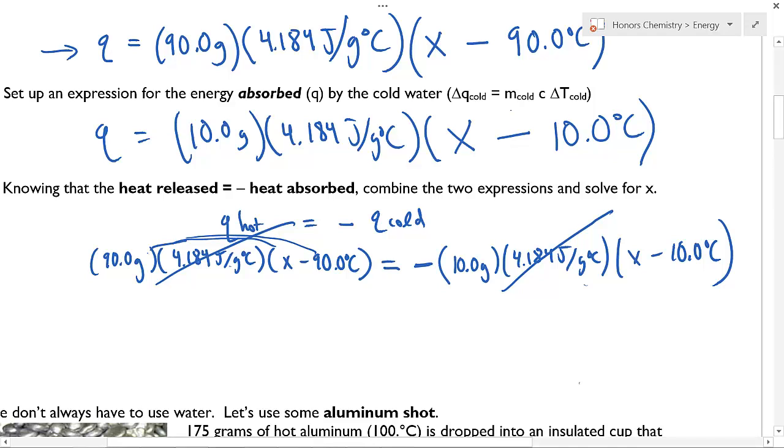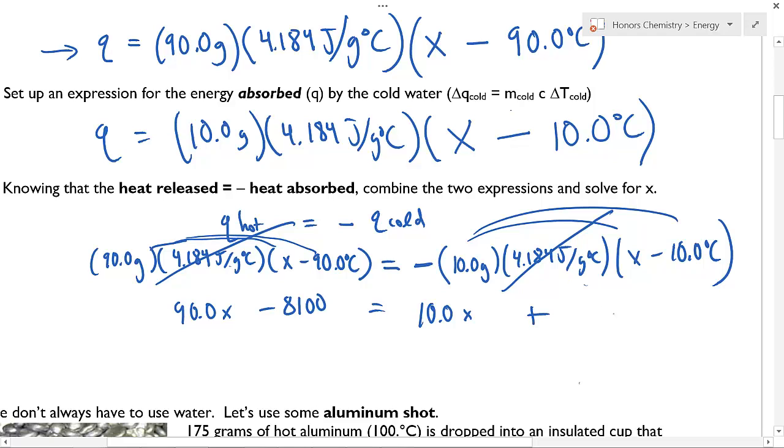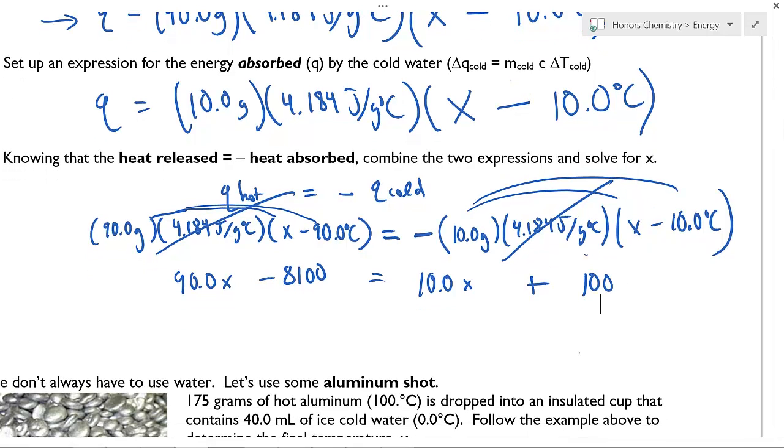So that means I'm just going to take that 90 and multiply it by the x and the 90. When I do that, I'm going to get 90.0x minus 8100, and that's going to be equal to, we're going to do the same thing here, multiply those out. We're going to get 10.0x, and then a negative times a negative gives me a positive, and that's going to be 100. And then, like I say, I'm not going to worry about units right now.